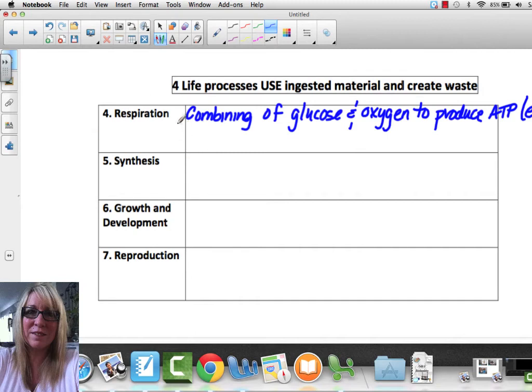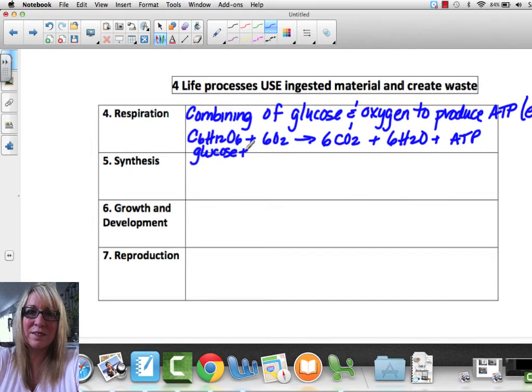And there is a chemical reaction: C6H12O6 plus 6O2, which is your oxygen, yields 6CO2, carbon dioxide, and 6 water, and ATP, which is energy. So I'm going to write the words below it. This is the glucose, which I just told you about, plus oxygen, yields carbon dioxide, plus water. And we're going to go into that in a little bit more detail in another unit.